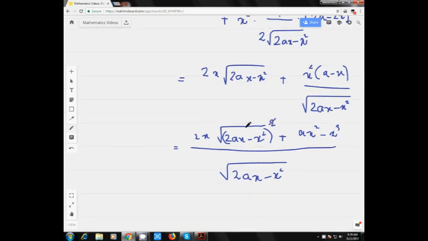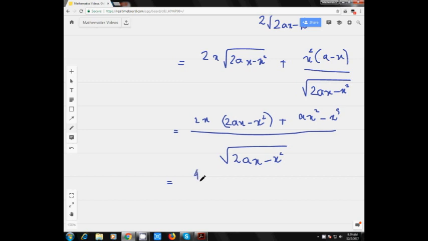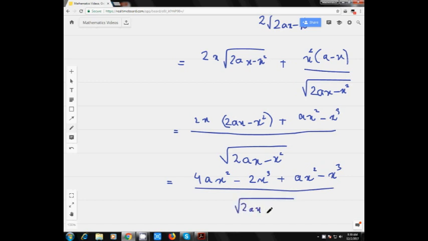This square simply cancels with the square root, and we get 4ax square minus 2x cube plus ax square minus x cube, divided by square root of 2ax minus x square.